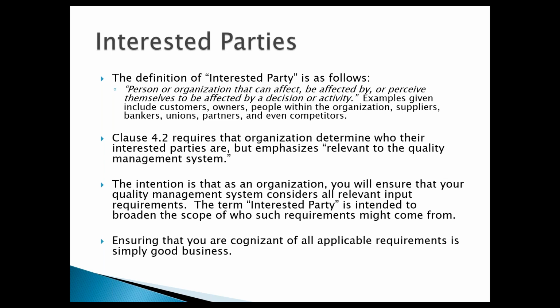Now, in clause 4.2, it indicates that the organization needs to determine who the interested parties are, but it emphasizes who are the interested parties that are relevant to the quality management system. So the idea here is you're going to make sure that your quality management system, when you've put it together and as you are executing that system, that you're considering relevant input requirements. The idea with the term interested party, this was intended to kind of broaden the spectrum of where those requirements are going to come from.